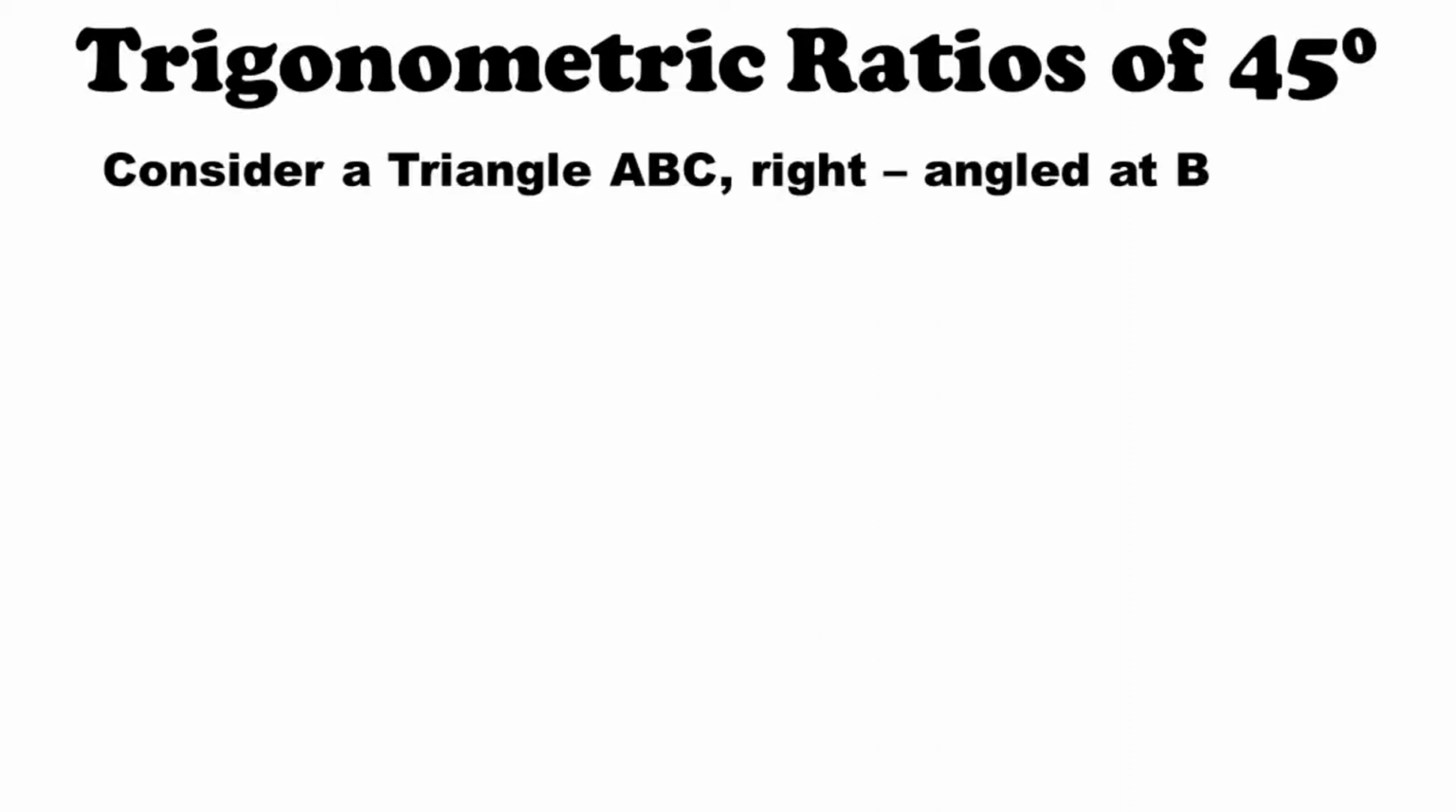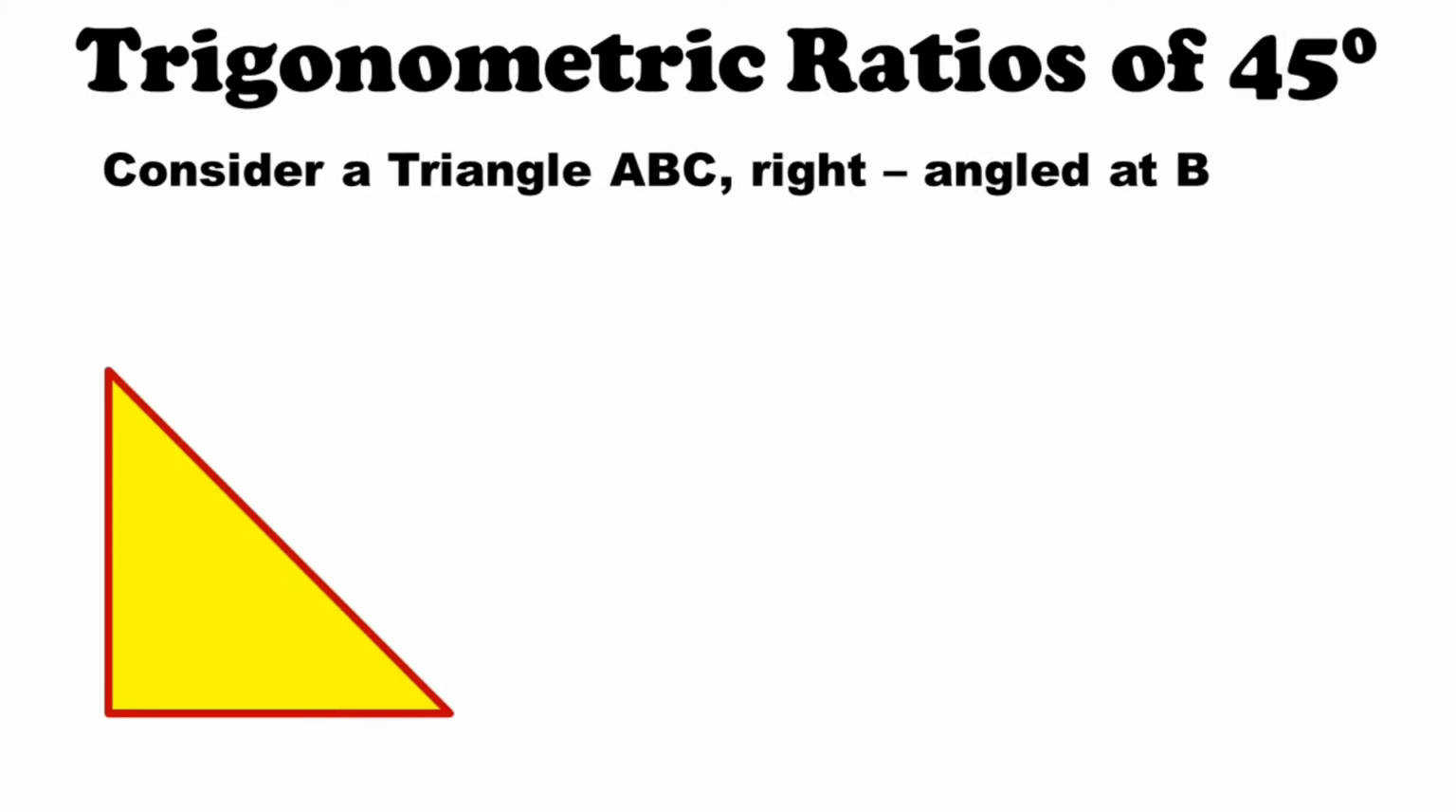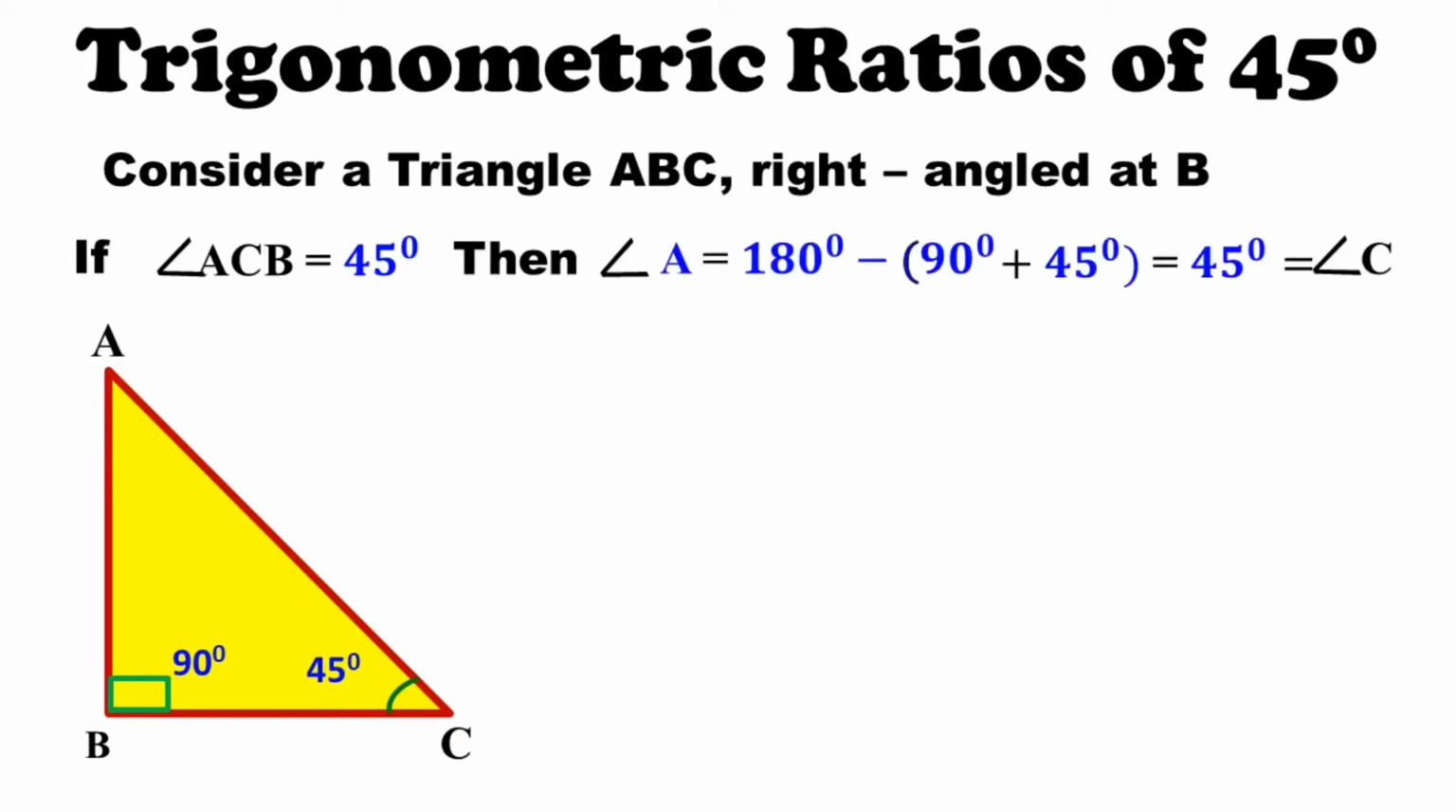First, consider a triangle ABC right angled at B. This is a triangle, and it is 90 degree at angle B. And then I am going to consider that angle ACB is equal to 45 degree. What about angle A? By angle sum property, we can tell that angle A is 45 degree. So angle A is equal to angle C.